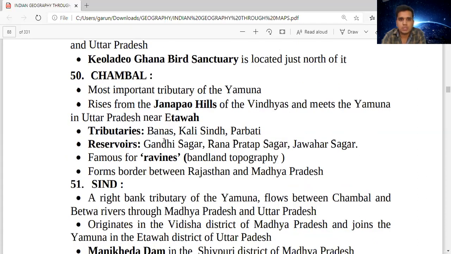Reservoirs: Gandhi Sagar, Rana Pratap Sagar. Chambal has many reservoirs because of the scarcity of water, because rainwater is the only source over there. Gandhi Sagar, Rana Pratap Sagar, Jawahar Sagar. Famous for ravines.